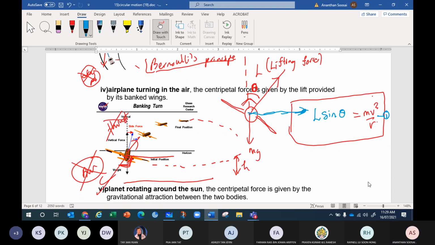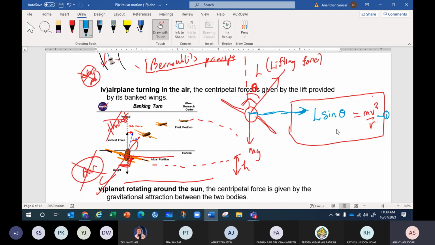Any questions, guys? Okay, this is the first equation, mv squared over r. We need to resolve the force, because there is no force perfectly acting towards the center. There is one force acting diagonally, and just its component, the horizontal component, should contribute to the centripetal force.